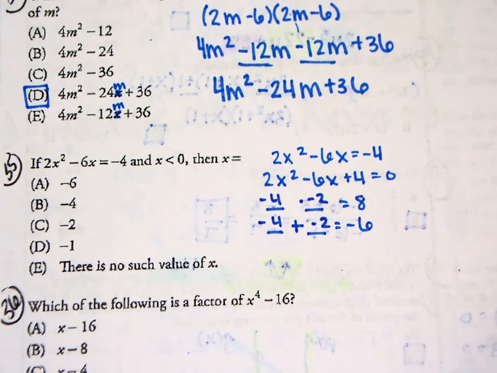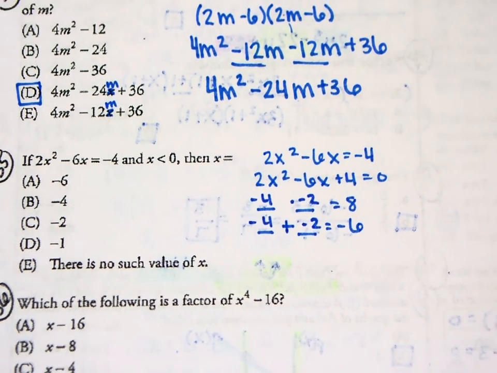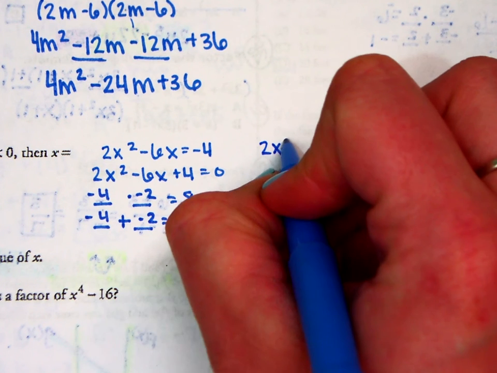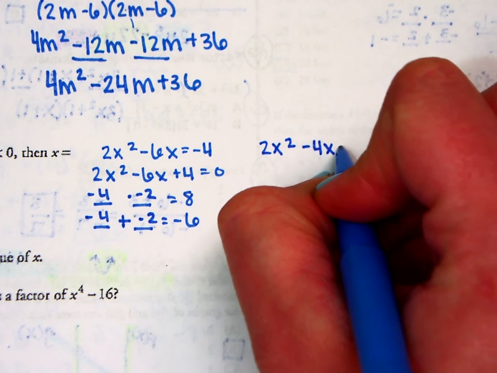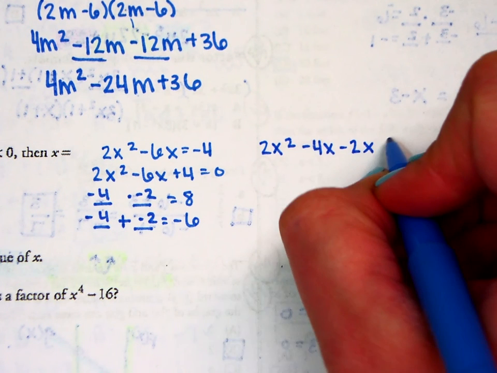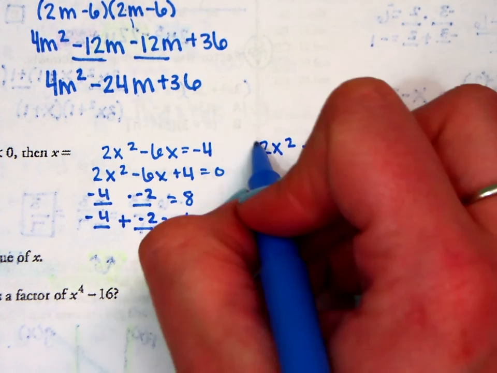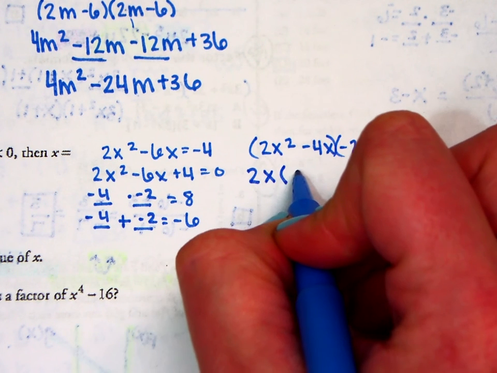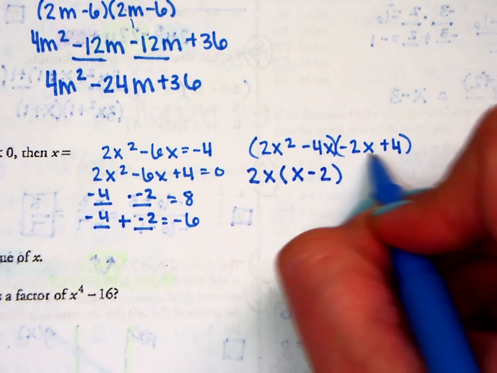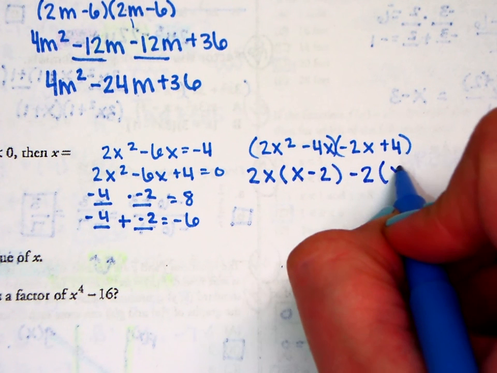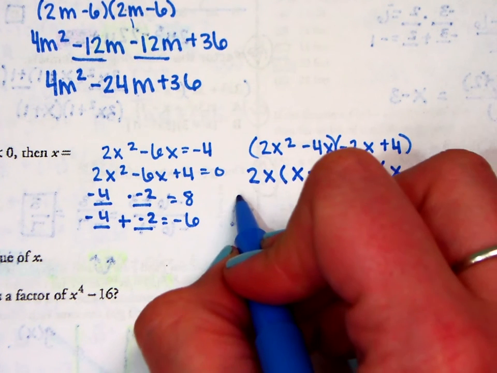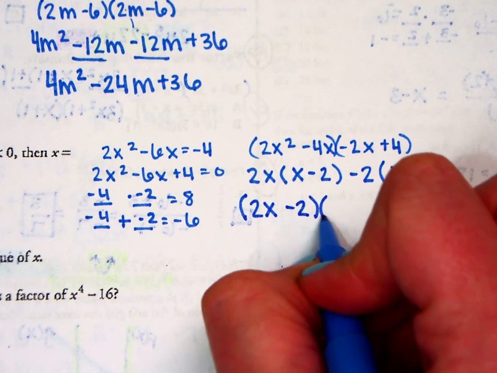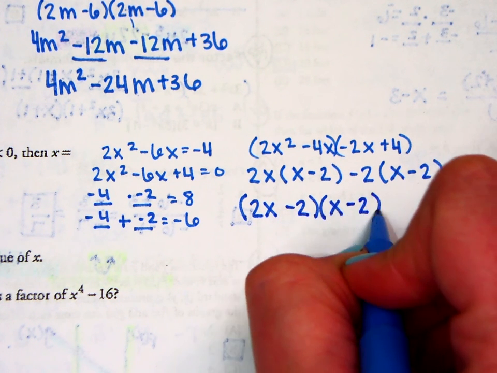And now I'm going to jump over here to do our factor by grouping. So I'm going to just slide over. I'm still left with the 2x squared, but now I'm going to have negative 4x minus 2x and then plus 4. Group the first two and the last two. My GCF is 2x, so this would be x minus 2. I'm going to pull a negative 2 out of the second group to leave me with another x minus 2. First parenthesis will be 2x minus 2, and the second parenthesis will be x minus 2.